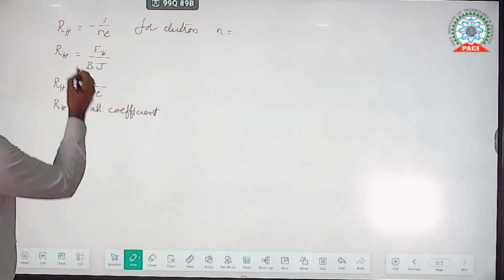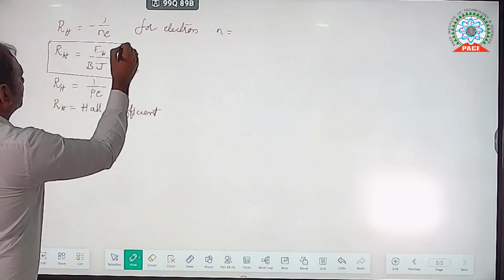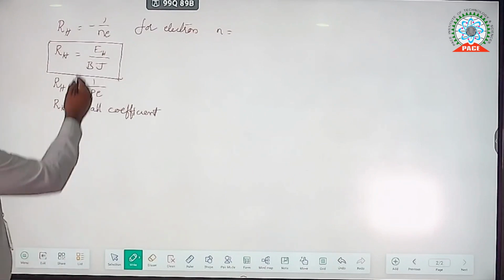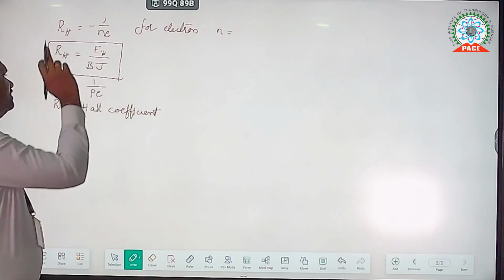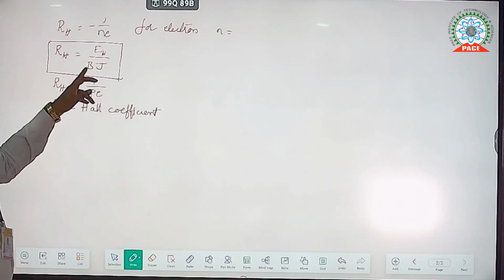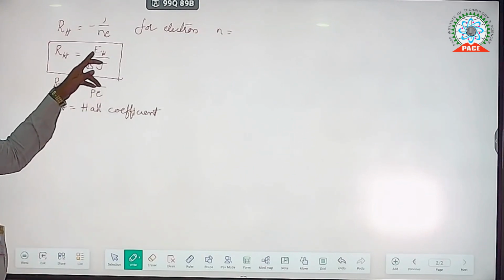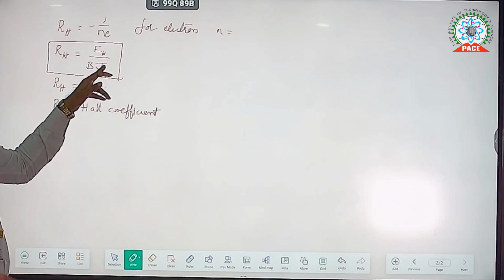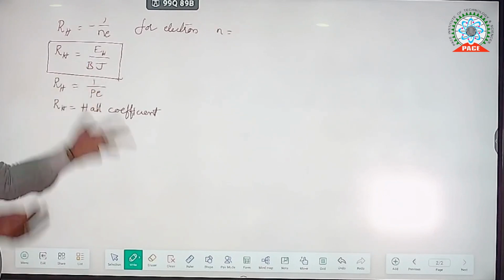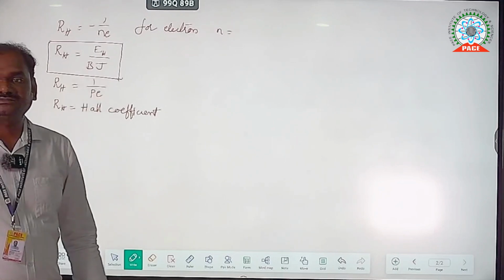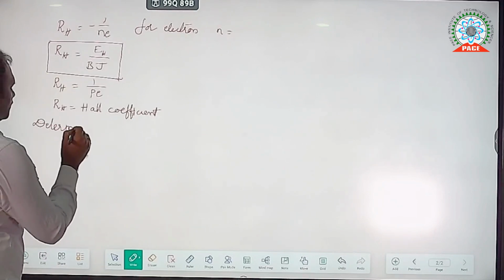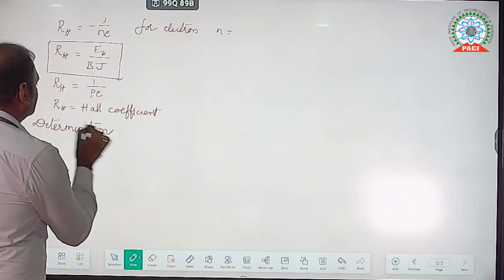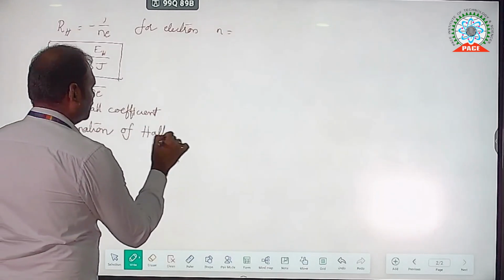What is the formula for RH? That is EH by BJ. EH means Hall electric field, B is the applied magnetic field flux density, and J is the current density. Here B is the applied field, which is a known value. Suppose EH, we cannot measure EH directly. J, current density, we cannot measure directly. Then how can we determine the Hall quotient? That means determination of Hall quotient.